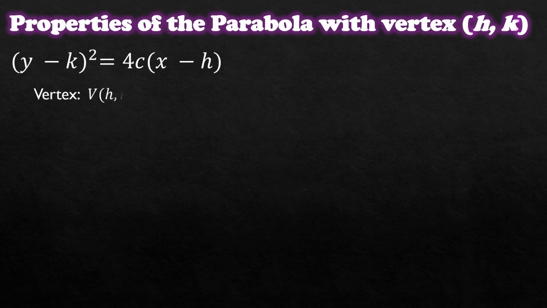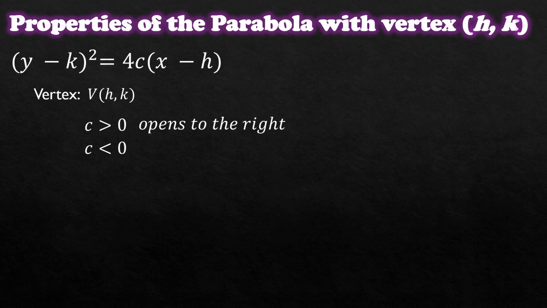How about if the parabola opens either to the left or to the right? So let us have the properties of the parabola with vertex at (h, k) and the equation (y minus k) squared is equal to 4c times the quantity (x minus h). The vertex is at (h, k). If c is greater than 0, or if c is positive, the parabola opens to the right. If c is less than 0, the parabola opens to the left.